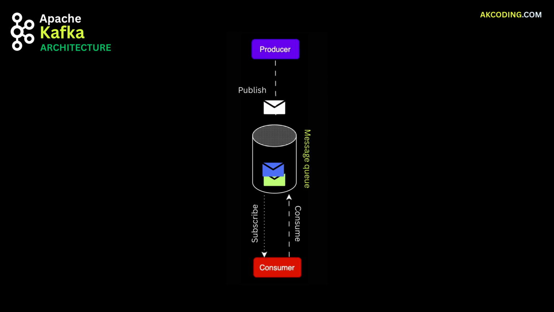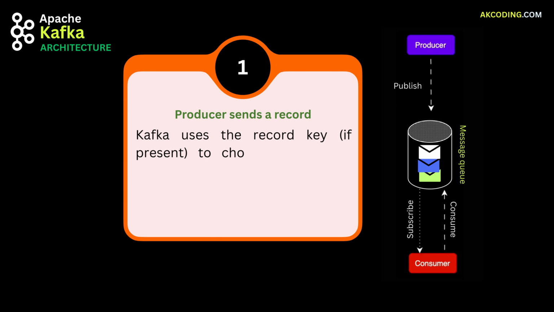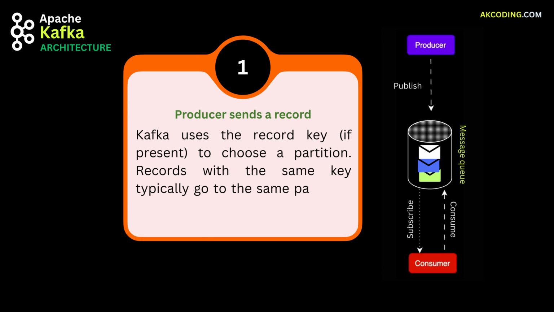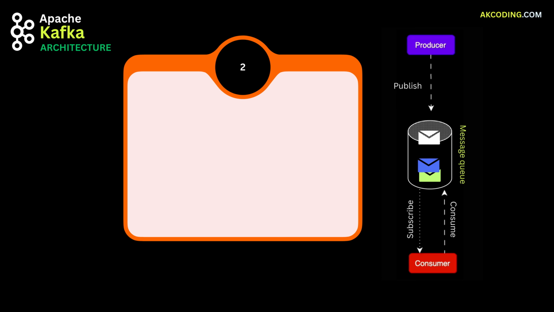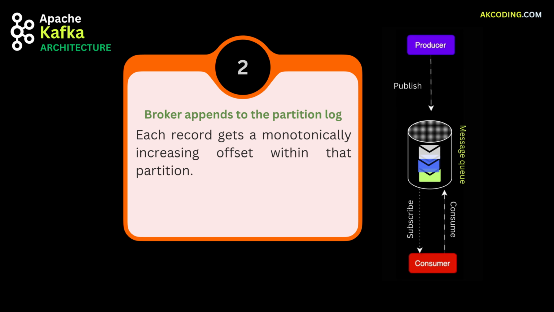How a message flows in Kafka. Number 1: Producers send a record. Kafka uses the record key to choose a partition. Records with the same key typically go to the same partition, preserving their order. Number 2: The broker appends to the partition log. Each record gets an automatically incremented offset within that partition.